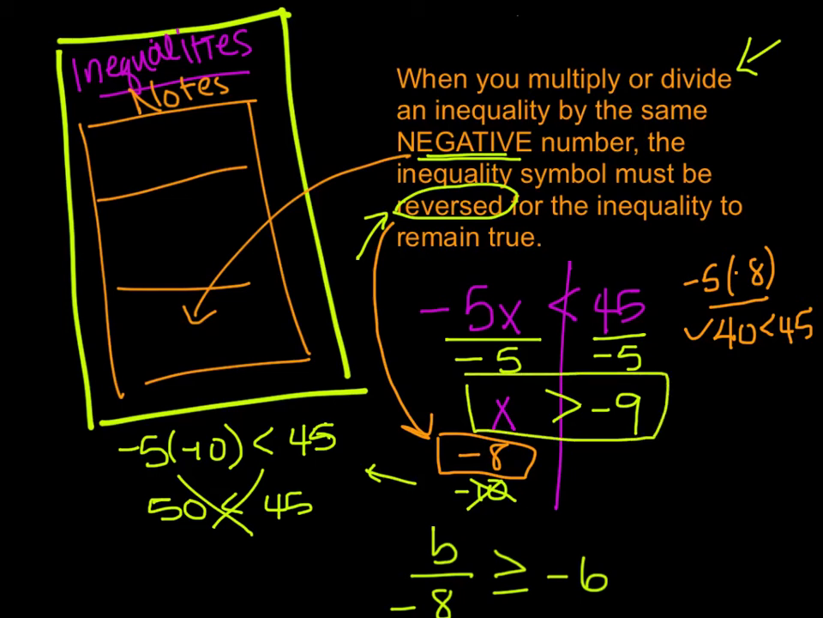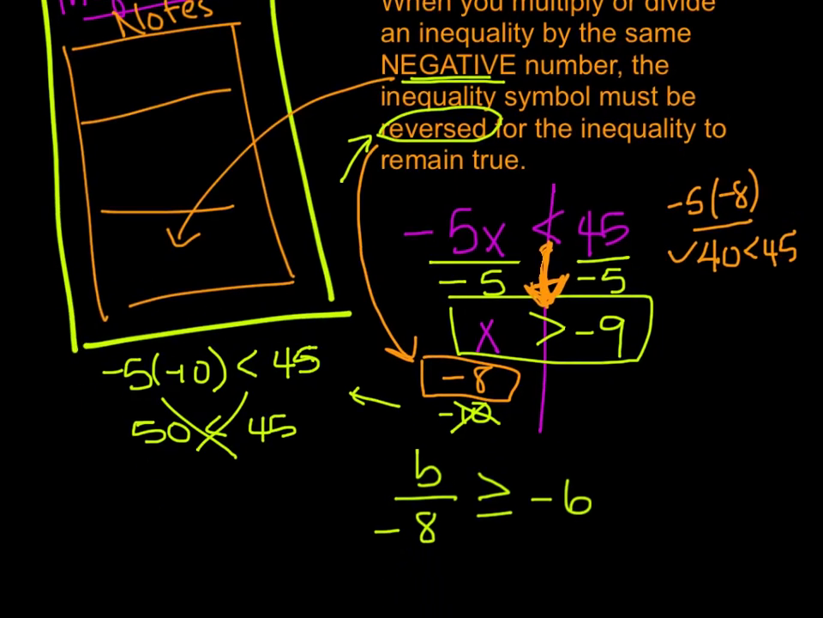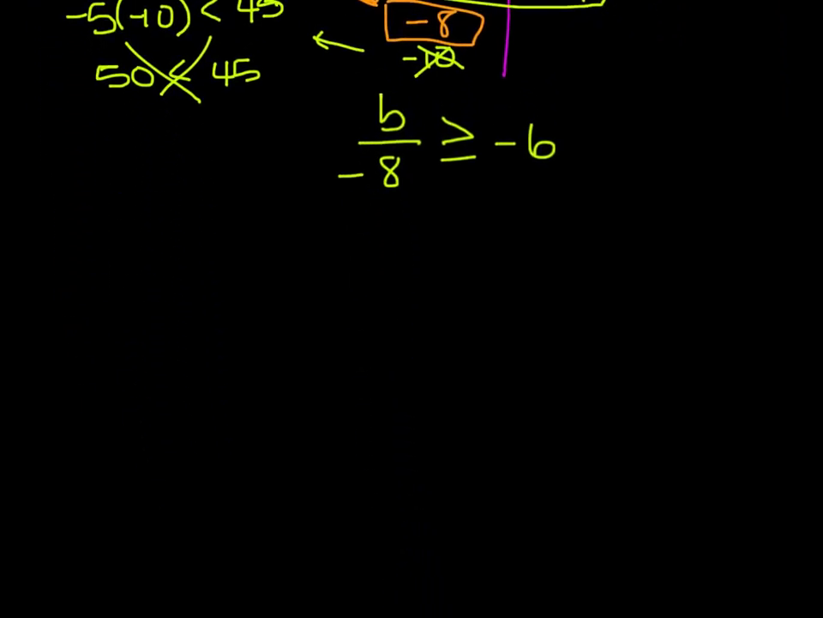So the biggest takeaway we need to get from this is when we multiply or divide by a negative number, we need to reverse that inequality sign. Reversing that inequality sign is key. So now let's try another problem, and then we'll do a couple of practice problems.